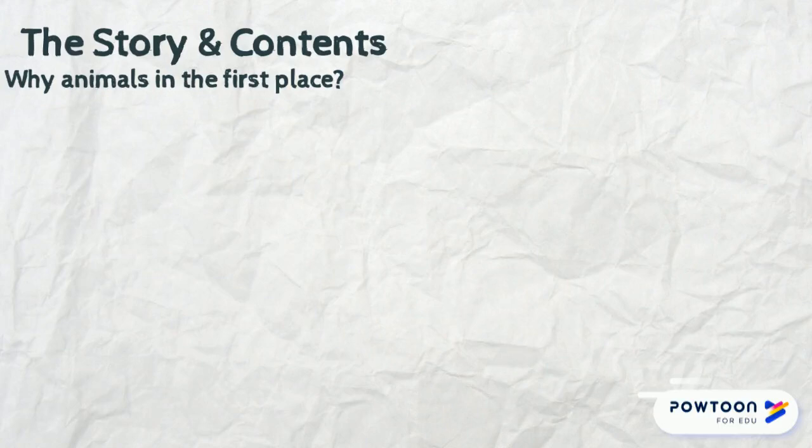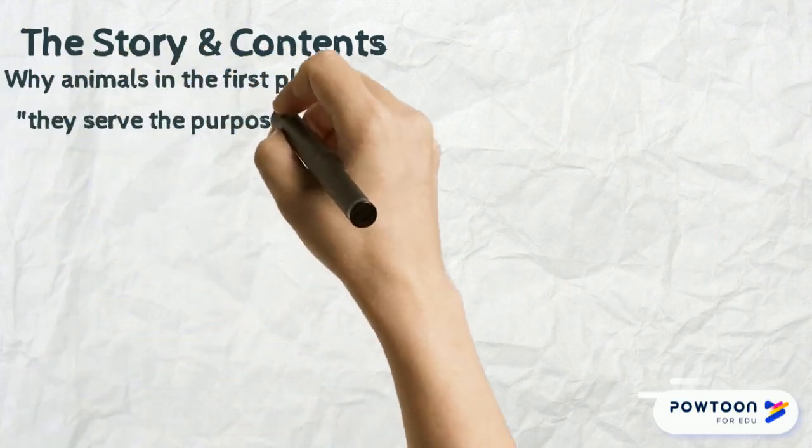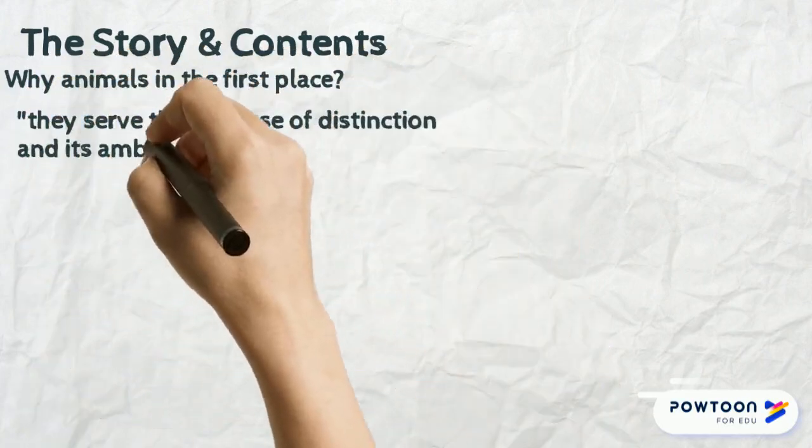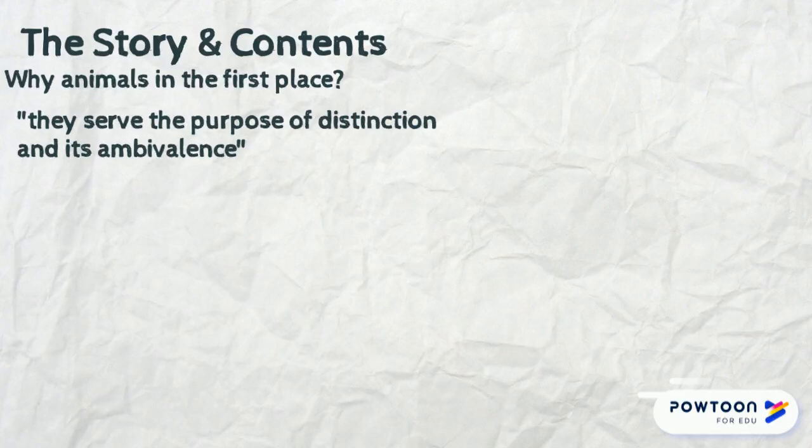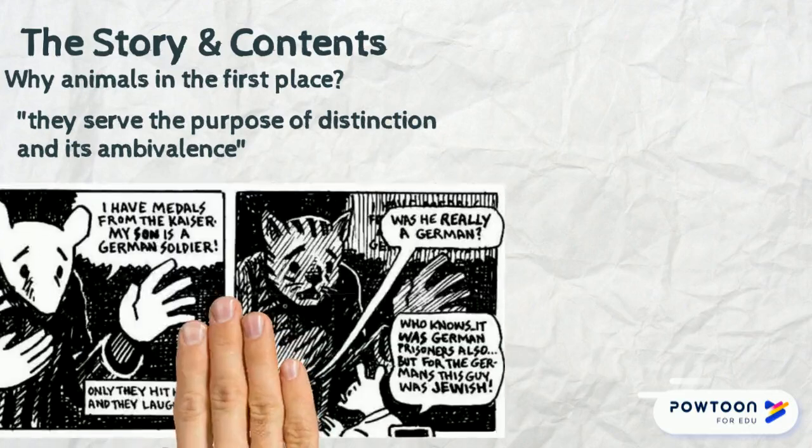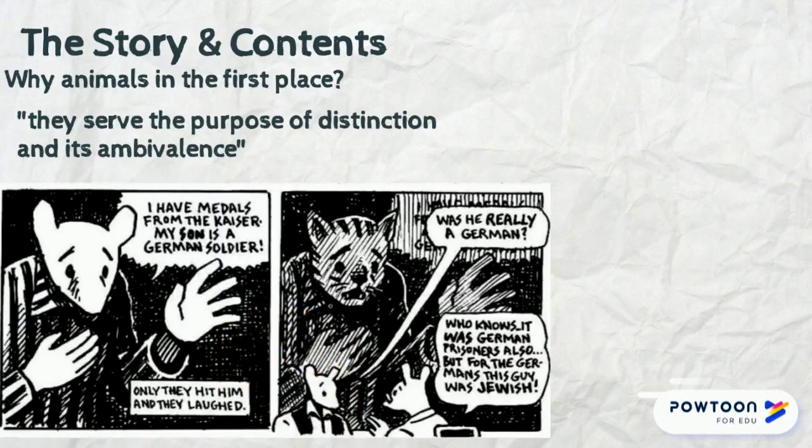One, for example, is that they serve the purpose of distinction and its ambivalence when it comes to distinction inside the so-called human race. This panel pretty much hits the nail on the head when it comes to the quote. We have a person once been depicted as a cat and once as a mouse. He's a Jewish German person, so what is he? It shows the ambivalence of distinction inside the so-called human race.